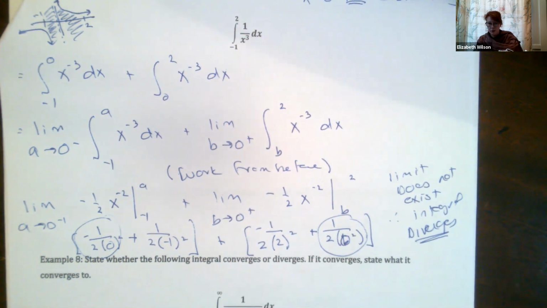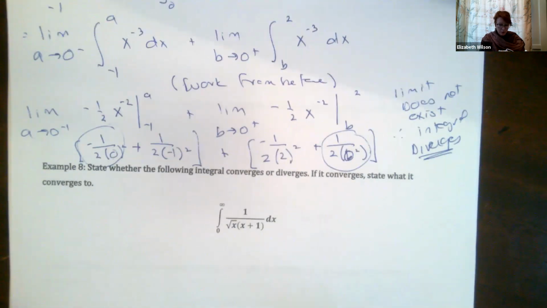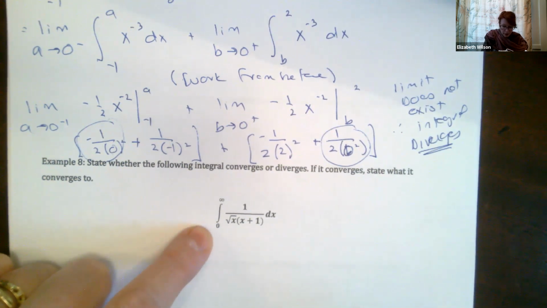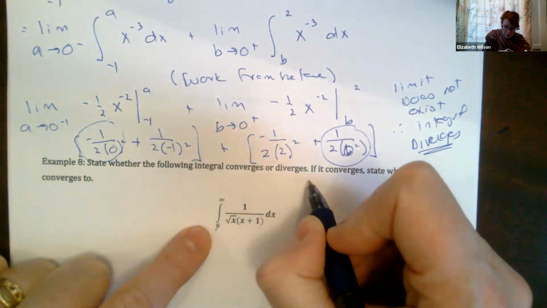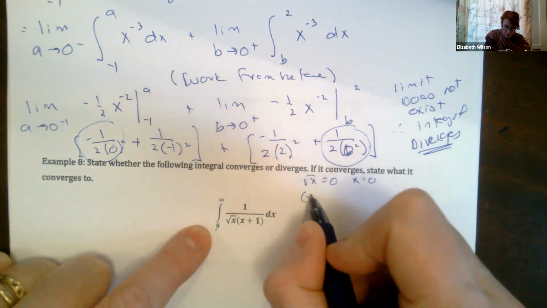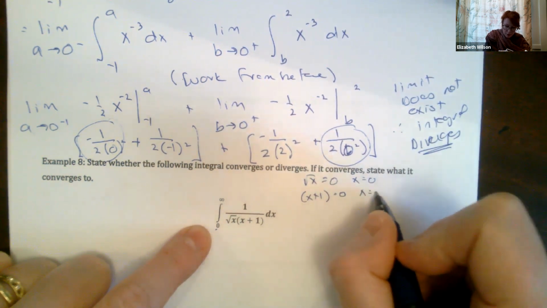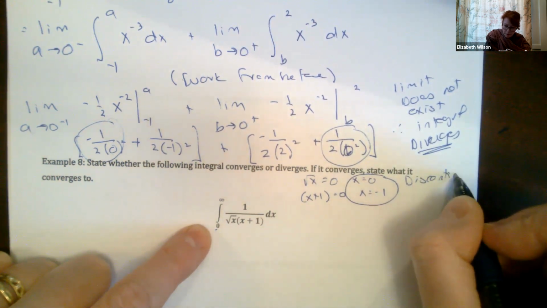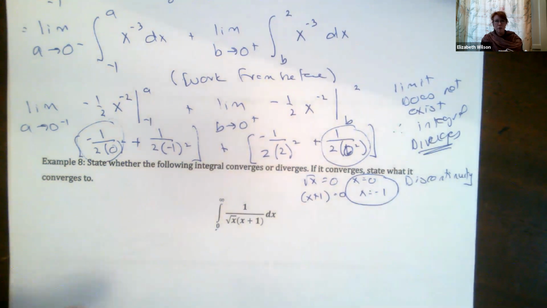Okay. Give you guys a chance to finish writing that, and we'll do our last example. So this one is a double improper, right? So I've got my discontinuity. So radical x equals 0, so x is equal to 0. x plus 1 equals 0, x is equal to minus 1. So I've got discontinuities at x equals 0 and x equals minus 1.